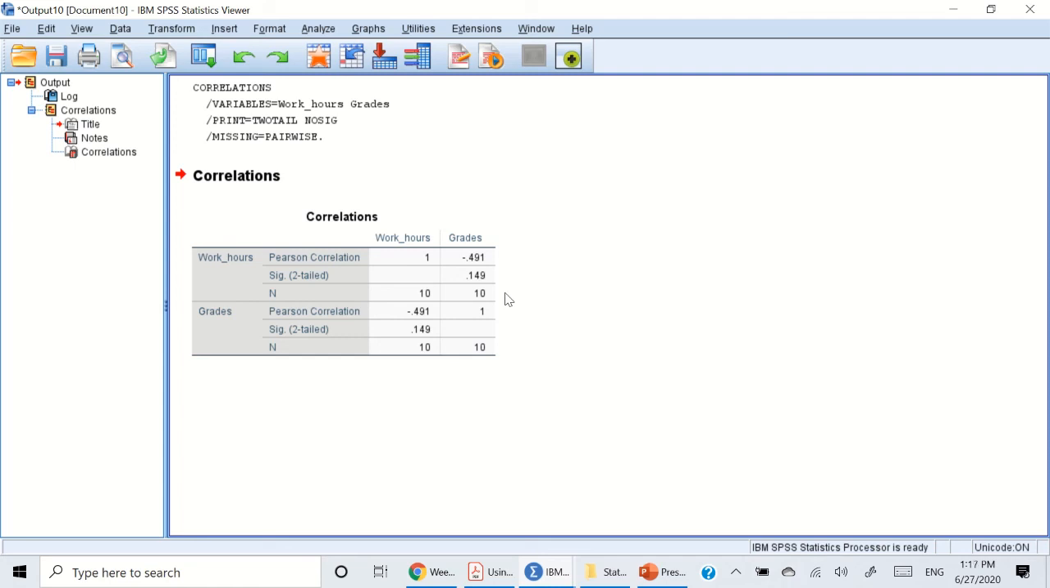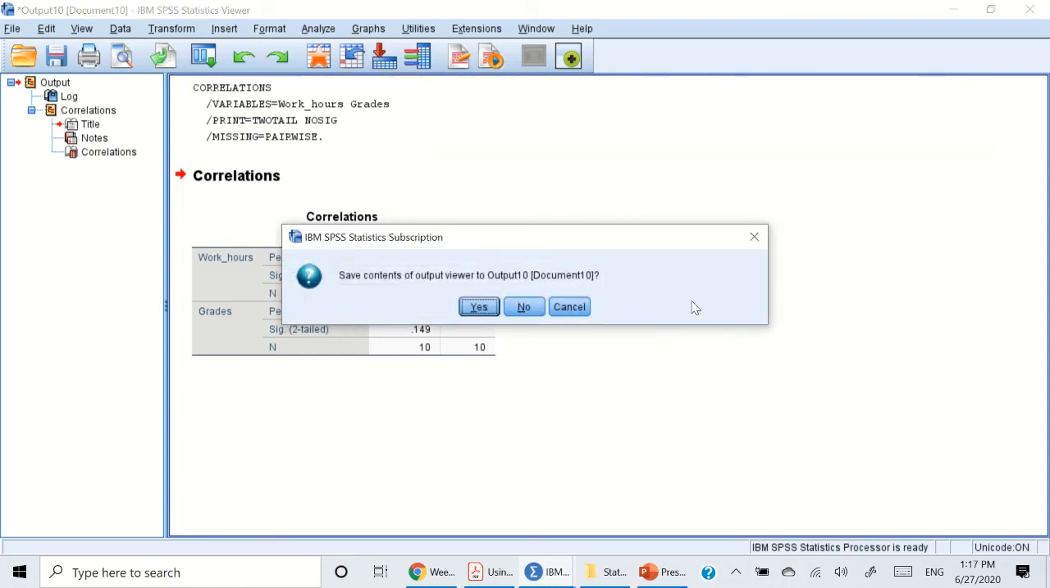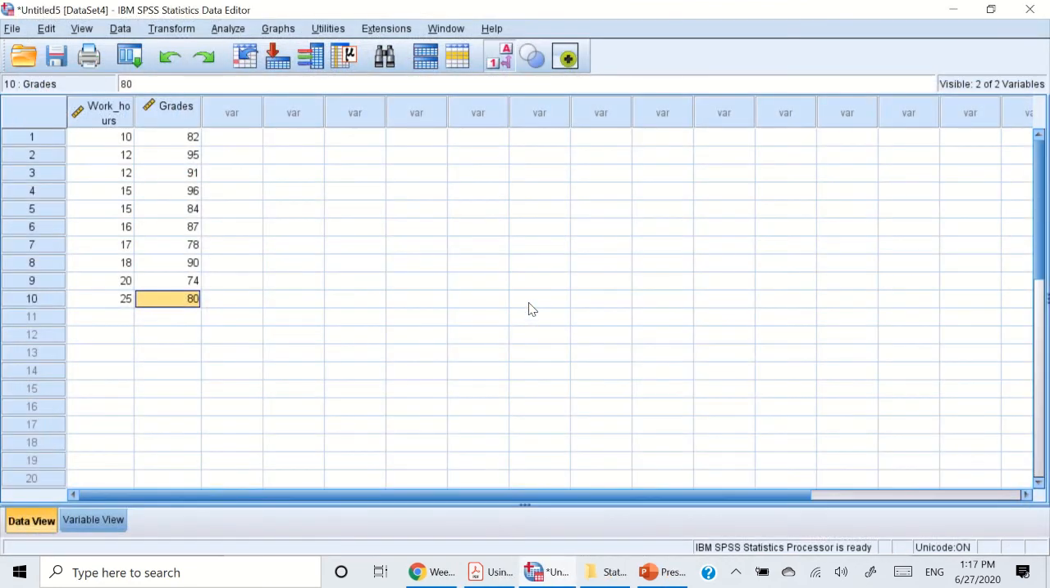So what do we do next? Well, that's it. We don't run a regression after this because this is a non-significant finding. Since there is no relationship between the hours worked and the grades obtained in class, you do not go on and do a regression. So that's it. That's all you need to know for this class.